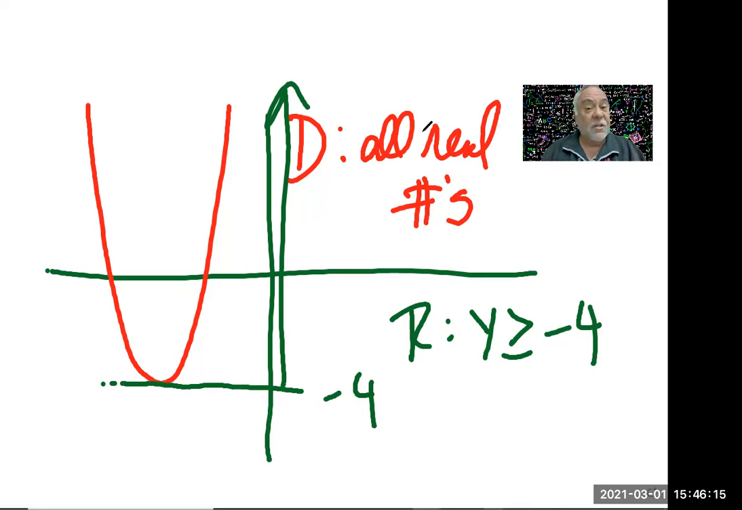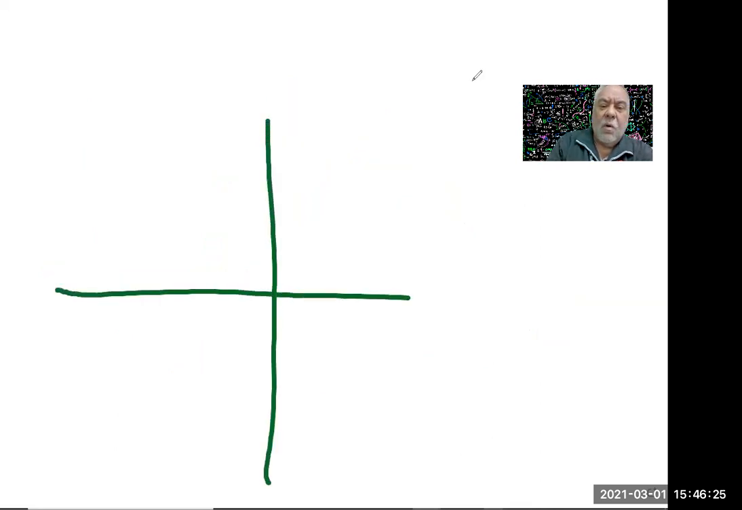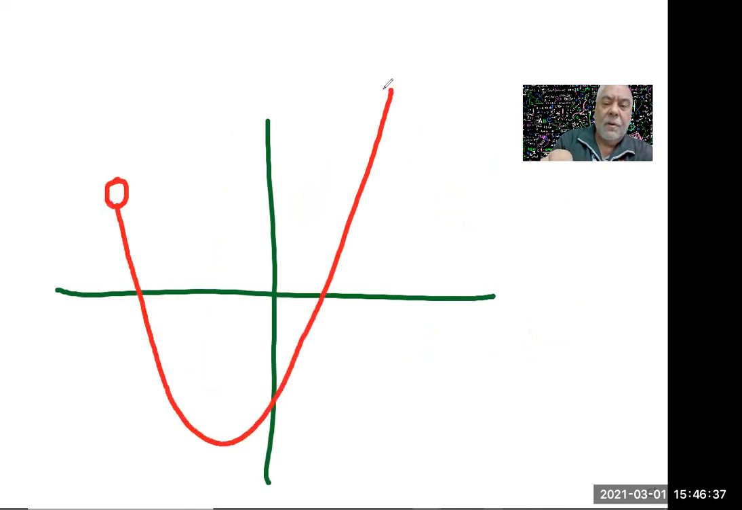Domain, if you're given an equation, is all real numbers. The only time that probably isn't going to be the case is if they actually give you a partial parabola. Okay, let me change colors here. So if they give you something like this, and it comes down like this, and it goes up, remember the open circle means it can't equal that number. The closed circle means it can equal that number. So if I just put some values here.